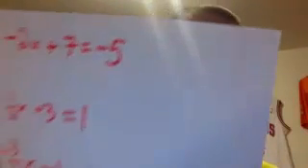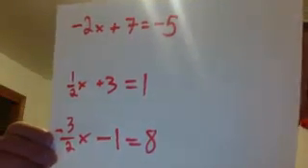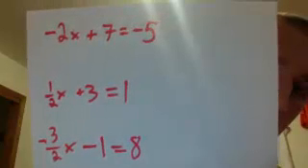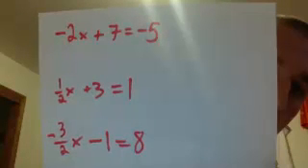Let me show you the 3 equations that we're working on. These are the 3 we're working on. Negative 2x plus 7 equals negative 5.